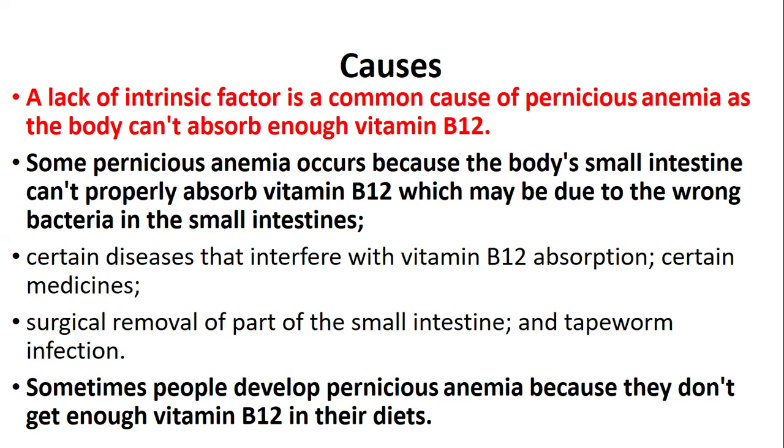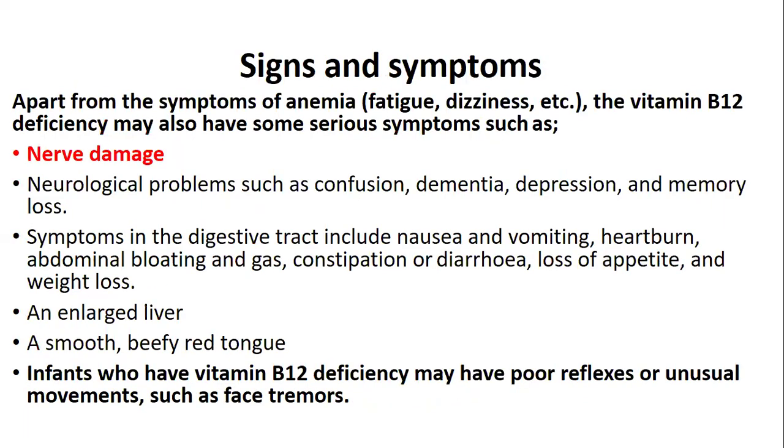Sometimes people develop pernicious anemia because they don't get enough vitamin B12 in their diet. So it is important to eat balanced diets. Either you are eating enough vitamin B12 but the body is not able to absorb it, or you are actually not having enough vitamin B12 in the diet. If one of the two happens, that is what leads to developing pernicious anemia.